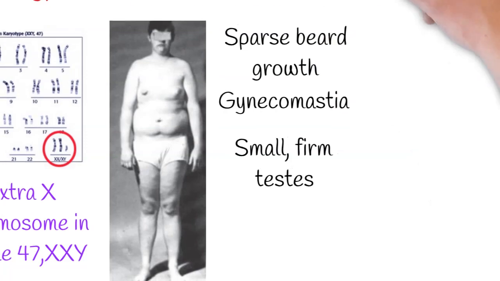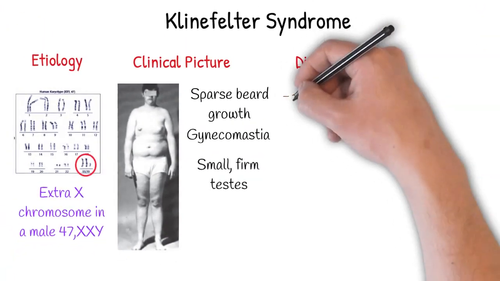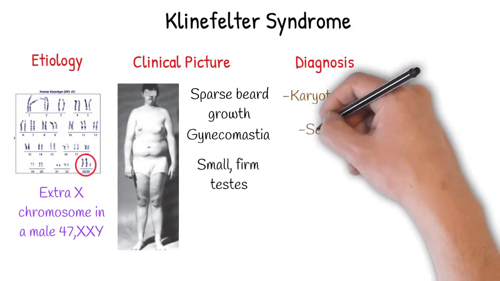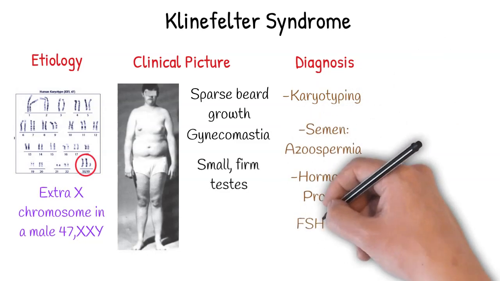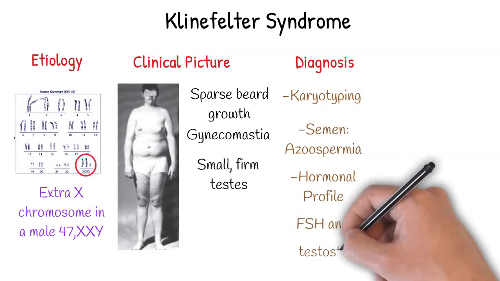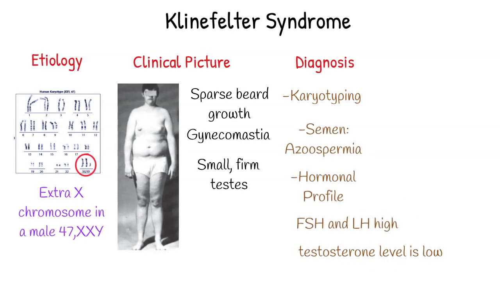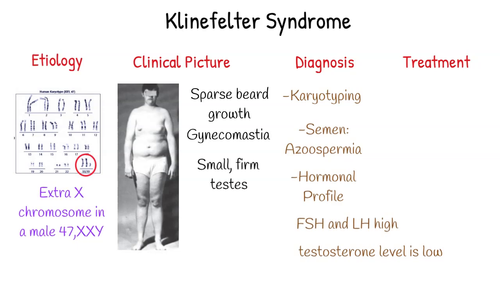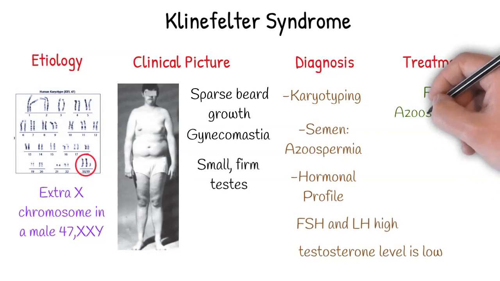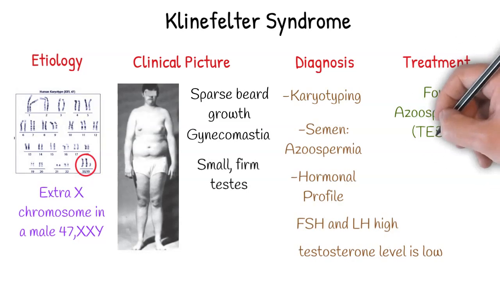How to diagnose patients? From karyotyping. تاني حاجة السيمن بتاع البيشنت موست بيبقى اسبرميا، هرمونال بروفايل both FSH and LH are high but testosterone is even low or low normal. How to treat patient of Klinefelter syndrome? عندنا عشان السبستيوشن بتاع التستوستيرون for virilization. تاني حاجة عندنا for fertility preservation لازم نعمل له testicular sperm extraction.